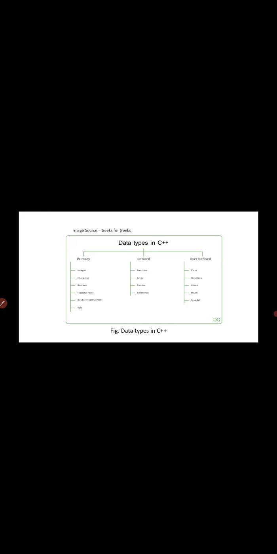This is a diagram in which the data types in C++ are clearly specified. The data types in C++ are majorly categorized into three types: primary, derived, and user-defined. You can see the list of data types in each of these categories in the diagram.